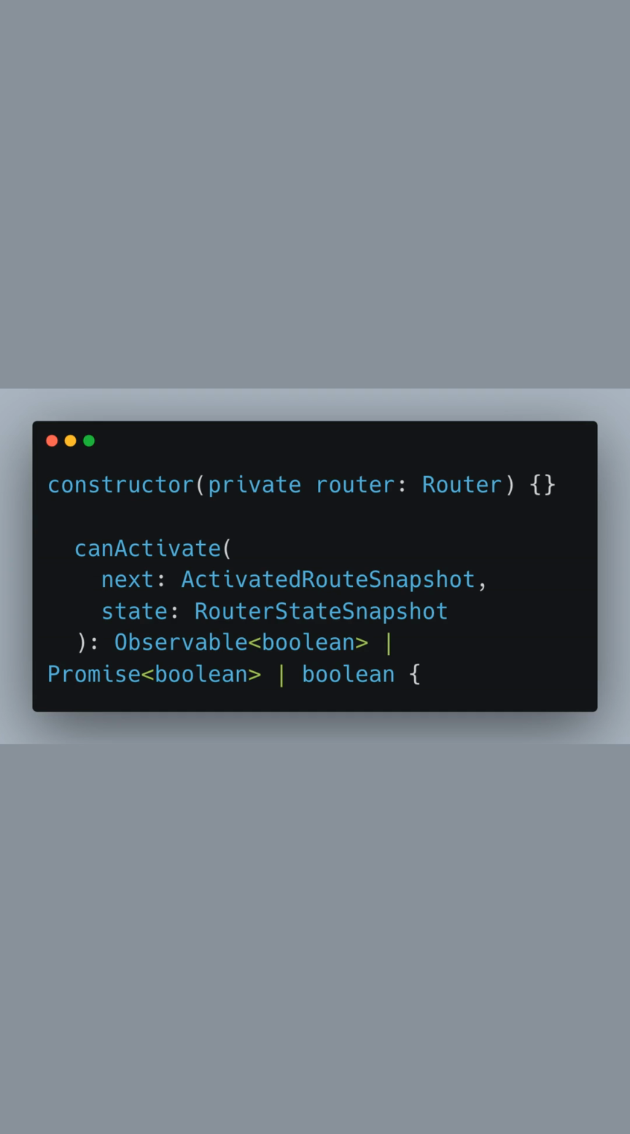Our guard has a constructor injection of Router, which will allow us to navigate the user to different routes programmatically. The canActivate method takes two arguments, ActivatedRouteSnapshot and RouterStateSnapshot, providing the current route information and the state of the router at the snapshot in time. This method is where we will place our logic to allow or deny access to a route.